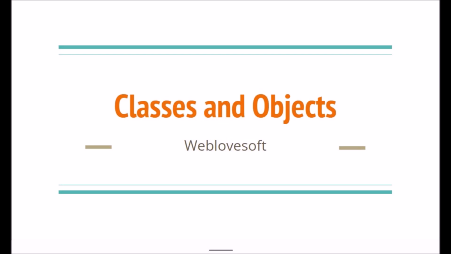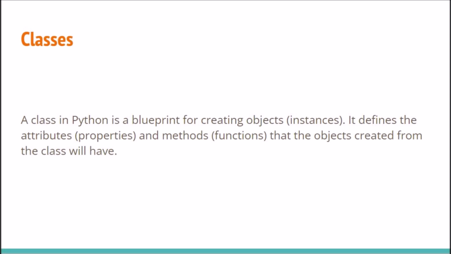Today we are going to learn about classes and objects. Let's start with classes. A class in Python is a blueprint for creating objects. It defines the attributes and methods that the object created from the class will have.